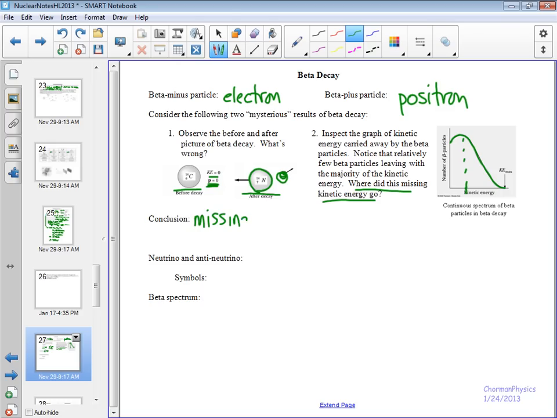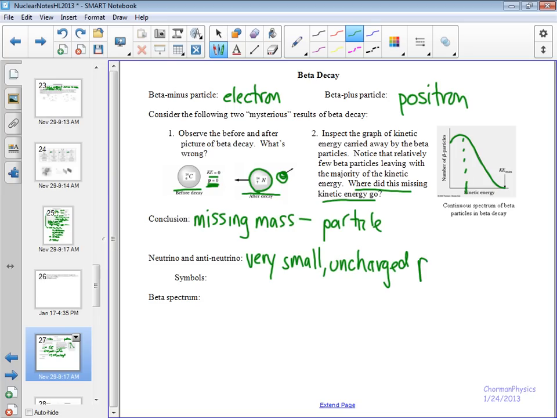So what they posited was that there is a particle. The conclusion here is that there's missing mass, and to them this meant there must be a particle that is not being detected. They realized that this particle must be neutral because they weren't able to detect it with their detectors. So they assumed that it was very small and uncharged. And Enrico Fermi actually came up with the name, little neutral one, neutrino in Italian, to name this. So this is a very small, uncharged particle.